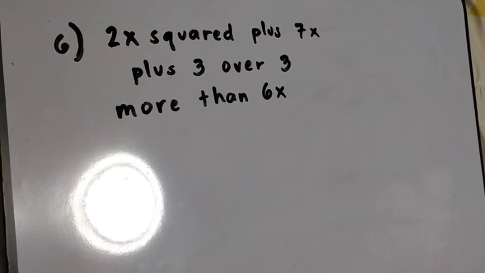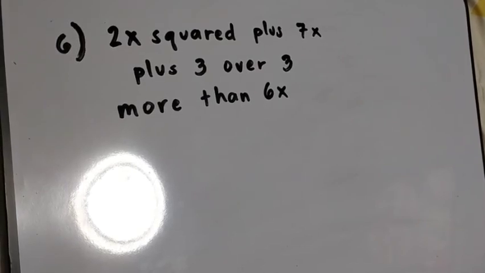Given, we have 2x squared plus 7x plus 3 over 3 more than 6x. So, now, since nandito na kayo sa last part again, this is now the bonus part. So, again, get your notebook or any piece of paper. So, solve this one. Okay. And then, ayun, kapag na-solve nyo ng tama, you will have 2 points. Pag mali, 1 point lang.